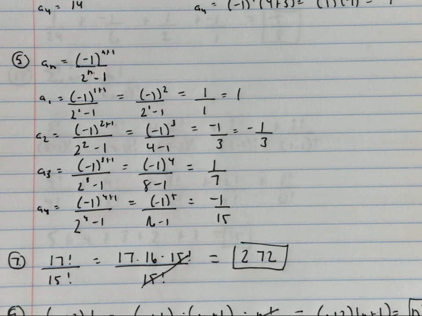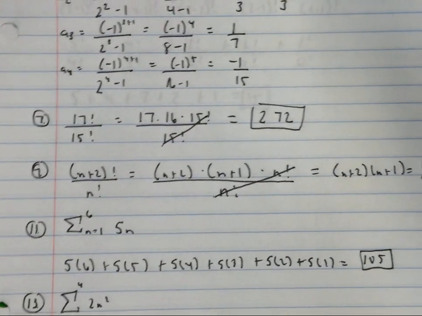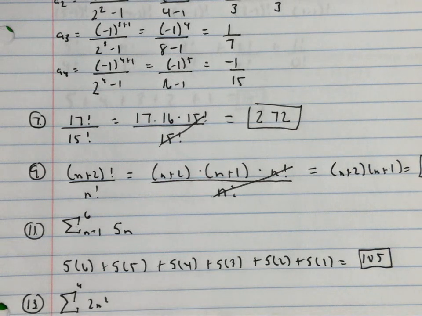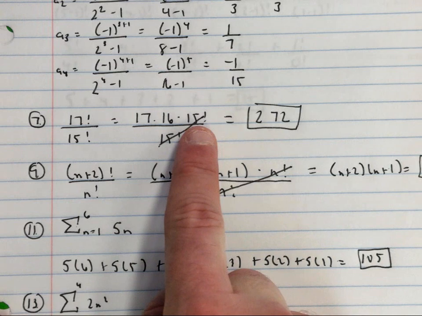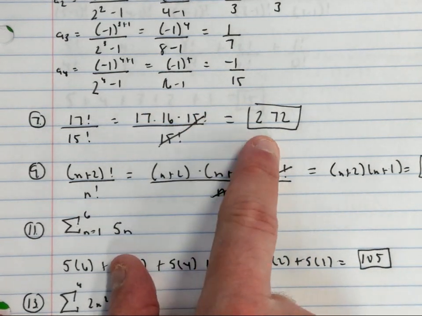Okay. The second thing that we looked at was factorial expressions. So let's check 7 and 9. 17 factorial over 15 factorial. The definition of factorial is you start with a number and go all the way down to 1. However, I stopped at 15 right here because couldn't I cancel those out? So 17 times 16 is 272 is my answer.